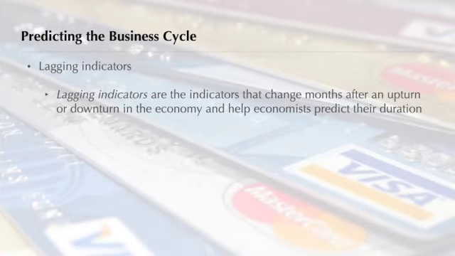Not all changes take place instantly. Lagging indicators change months after an upturn or a downturn in the economy has begun and help economists predict the duration of economic upturns or downturns. Important lagging indicators include the use of consumer installment credit and the number and size of business incomes.